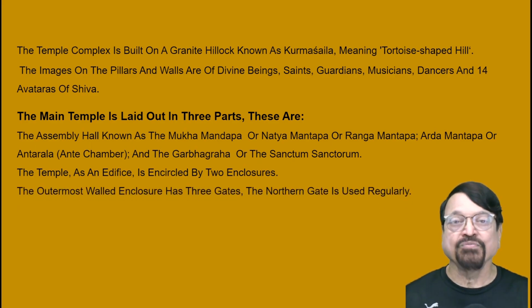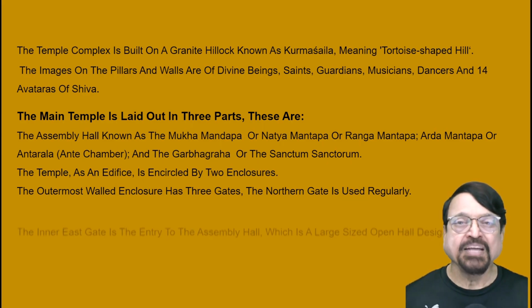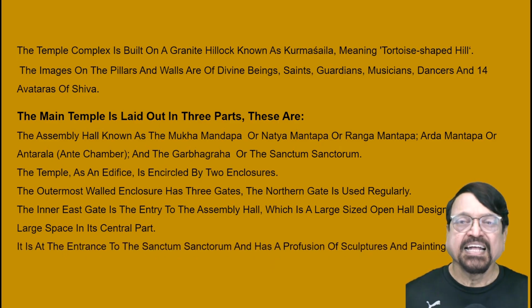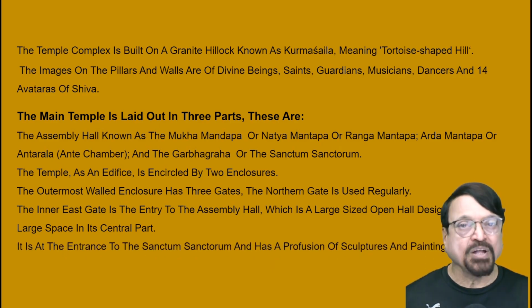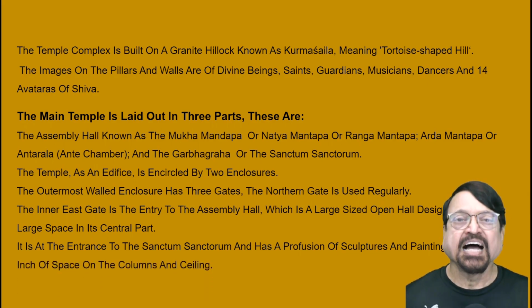Inside, again, there are a lot of detailed structures. The outermost wall is enclosed and has three gates. The northern gate is used regularly, which I have used and which we are going to see in the videos and photographs. The inner eastern gate is the entry for the assembly hall only, which is a large open hall designed with a large space in the central part. It is an entrance to the Sanctum Sanctorum, and the profusion of sculptures and paintings you will find over here, we are going to study.